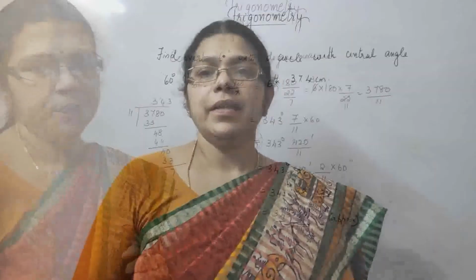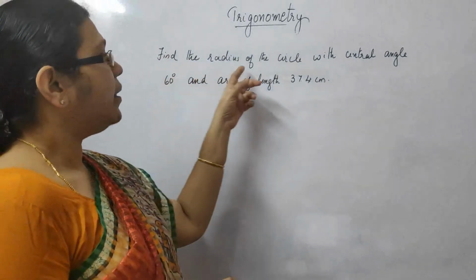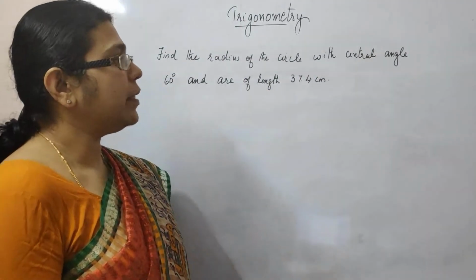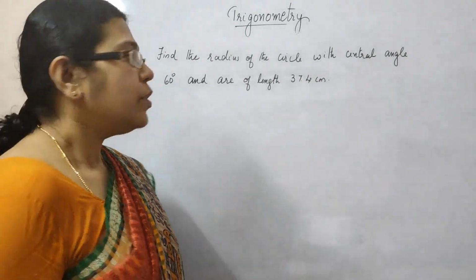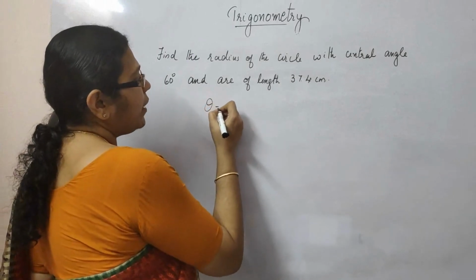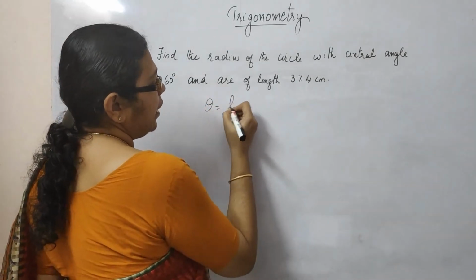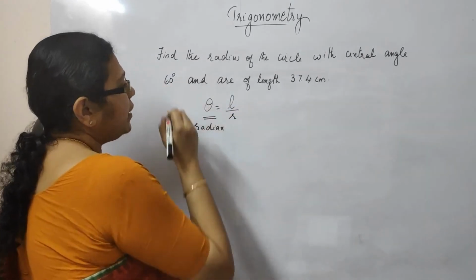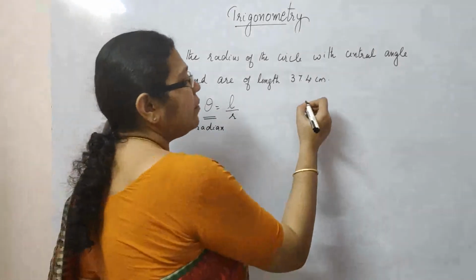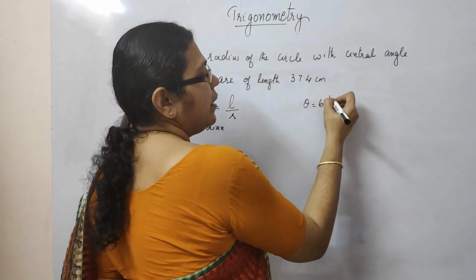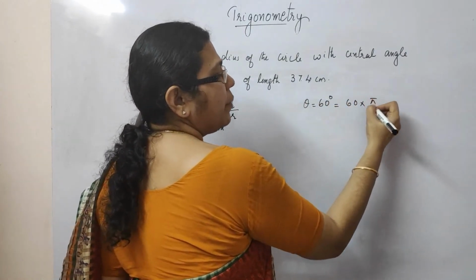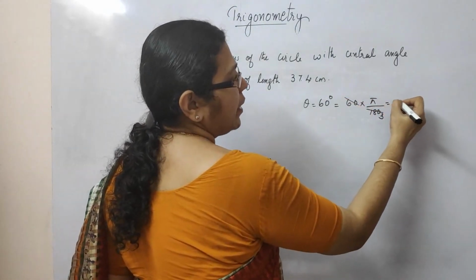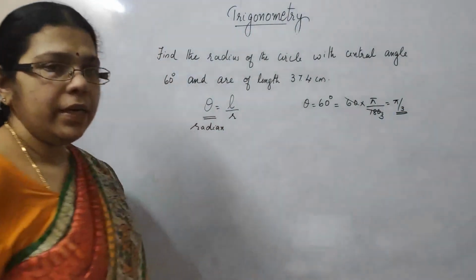I hope this is clear. Now let's see another question. Find the radius of the circle with central angle 60 degree and arc of length 37.4 centimeter. So now we know that the formula for finding the angle theta is equal to L by R. Now this theta must be in what? Radian, isn't it? But here the theta value is given as 60 degree. So let me convert this theta, which is 60 degree, into radian. So converting into radian, I multiply this by pi by 180, right? So 60 goes here 3 times, and I get pi by 3 radian.